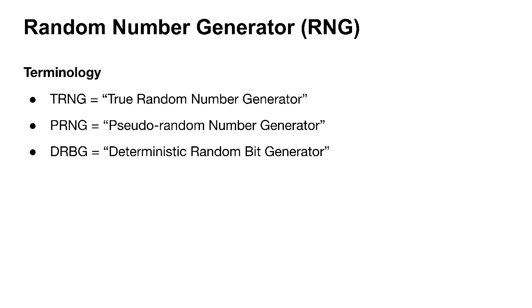We've mentioned a couple of terms here. They're good to know, so as you see them, you can compare them and know where they fit. TRNG is a true random number generator. PRNG is a pseudo random number generator. And then DRBG is a deterministic random bit generator.